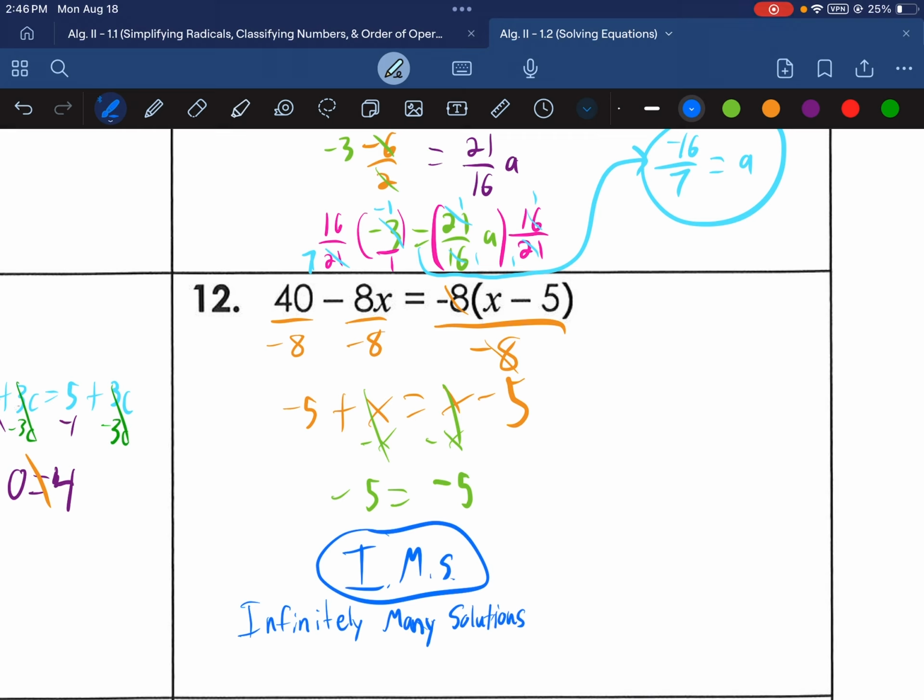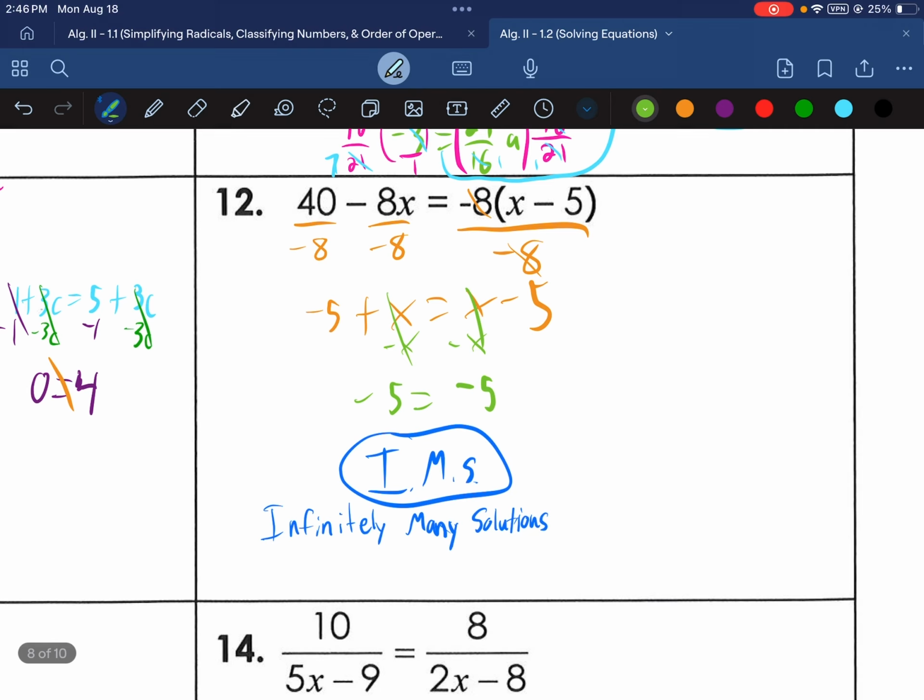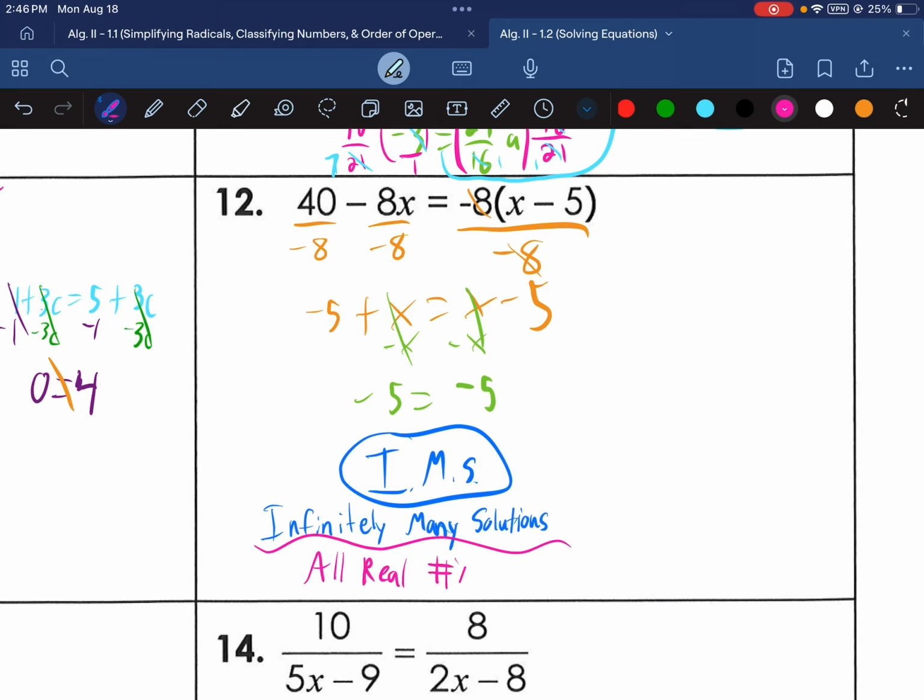Which means no matter what you plug in for x, it will work every time. You can plug in any number you think of and it'll always work. It is also known as sometimes all real numbers, just meaning any real number would work. Whether you see IMS or infinitely many solutions or all real numbers or a real number sign for all real numbers to abbreviate it, it is the same exact thing.